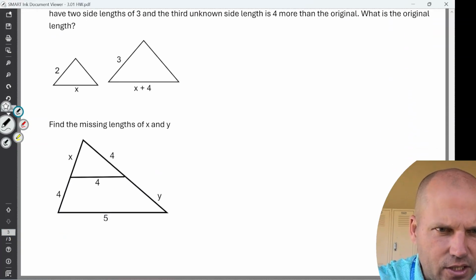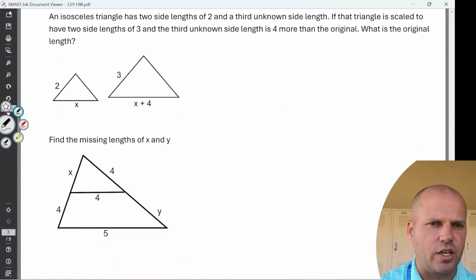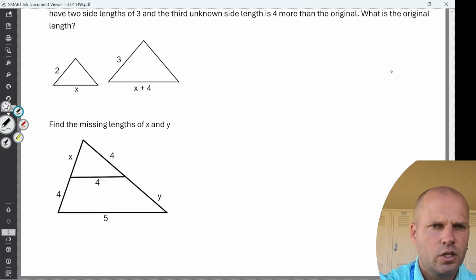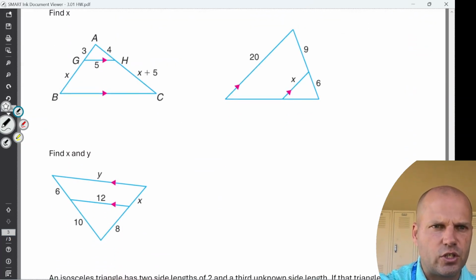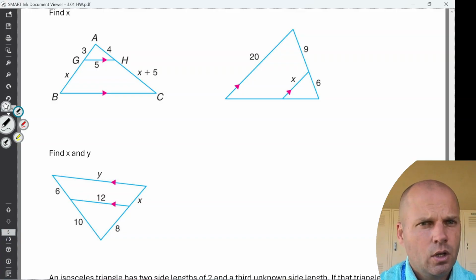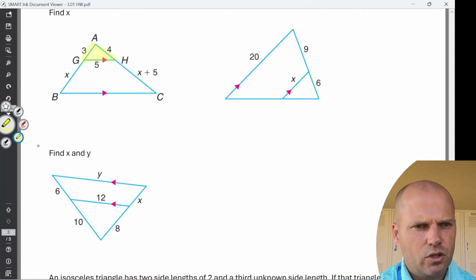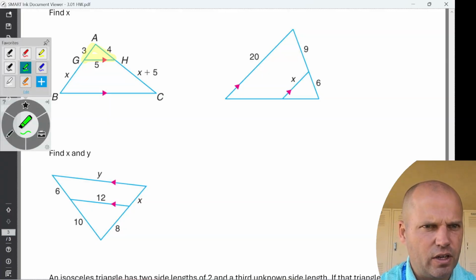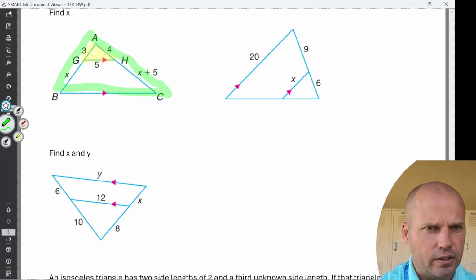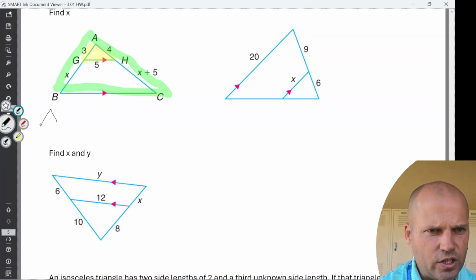And then we go to the last questions. These questions we did on our notes. The last 2 questions on our notes. These questions we did not. So the key to these questions is to really separate the 2 triangles and make sure you understand the 2 triangles and their relative lengths. So there is a small inner triangle. In this question would be AGH.